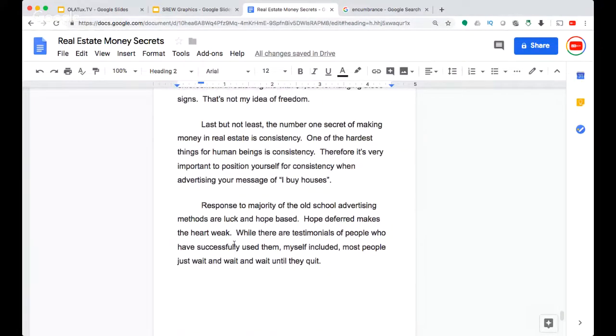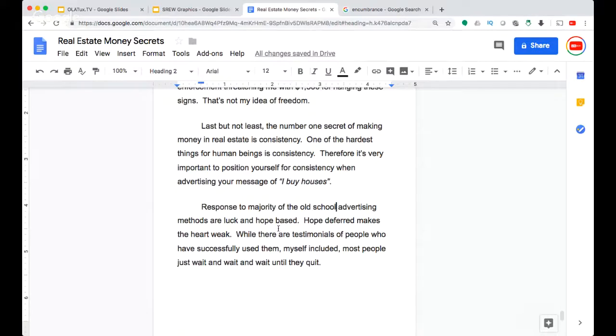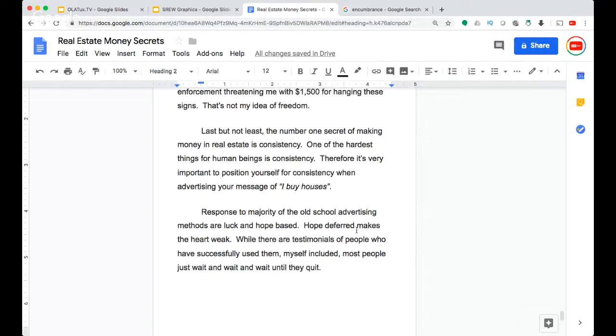Last but not least, the number one secret of making money in real estate is consistency. One of the hardest things for human beings is consistency. Therefore, it's very important to position yourself for consistency when advertising your message of I buy houses. Response to the majority of the old school advertising methods are luck and hope based. Hope deferred makes the heart weak. Remember I said this earlier? So that's natural scripture.